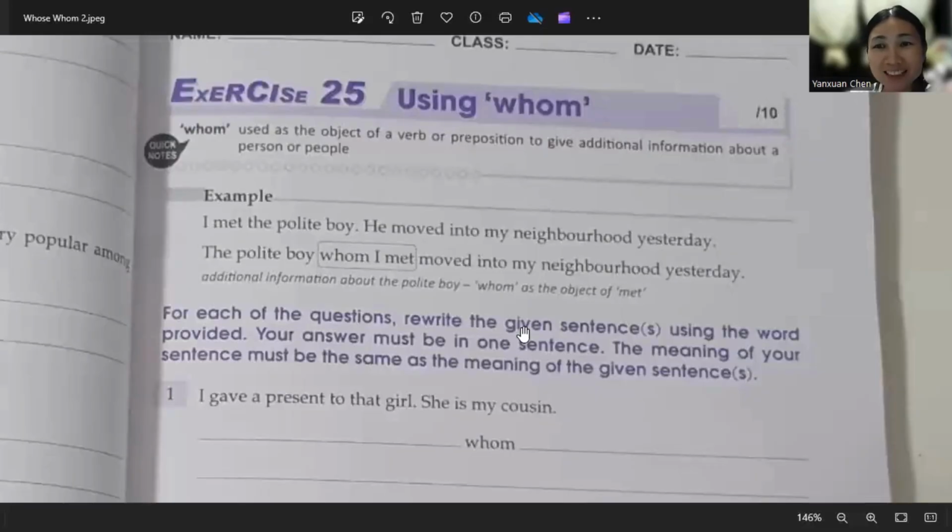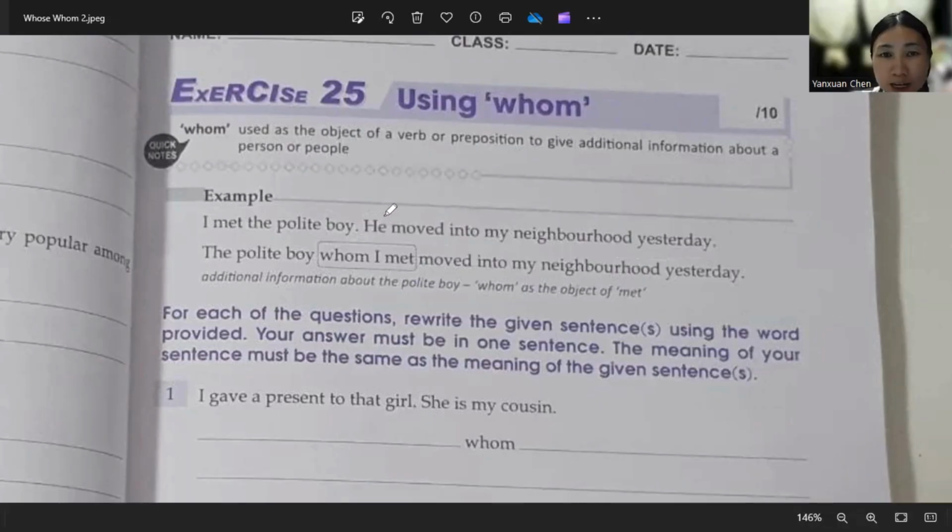Hi everyone. So we are doing Primary 5 English and we are doing synthesis today. So I thought we could try out this synthesis using whom. So let's give an example. So we are joining these two sentences. I met the polite boy. He moved into my neighborhood yesterday. How do you join this sentence?